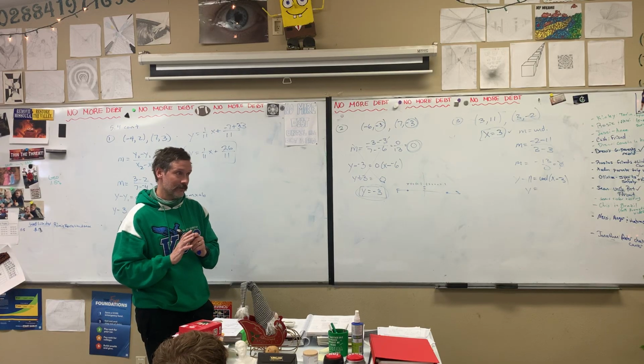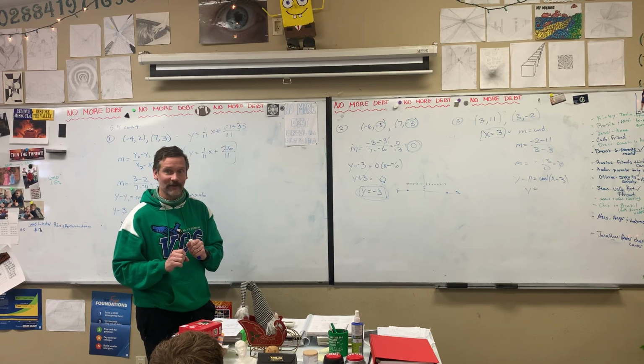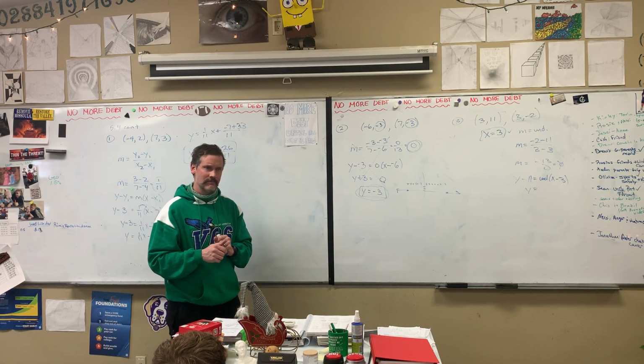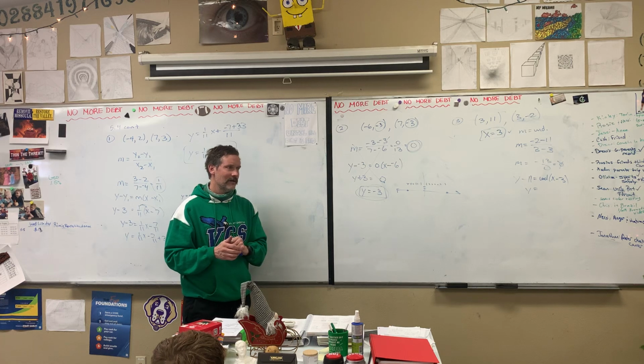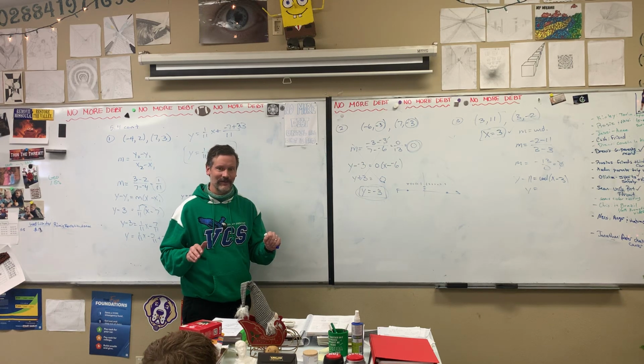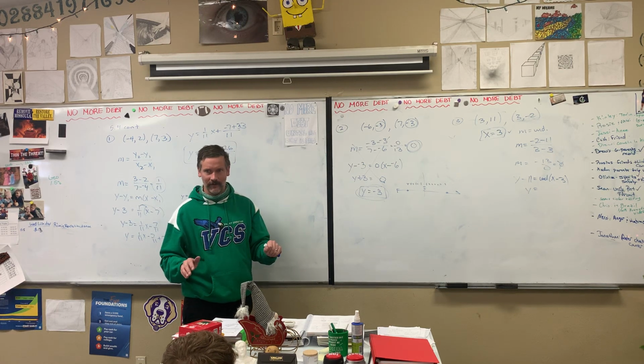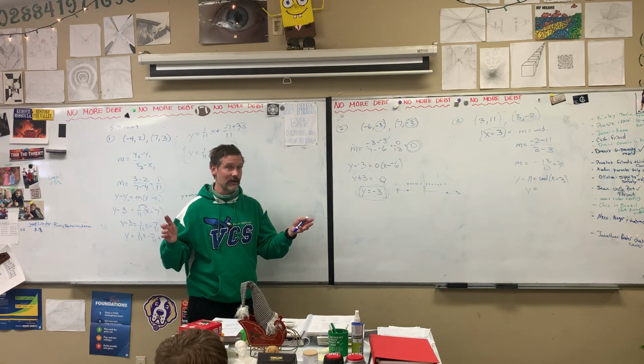I don't have to say it. Vertical line, x equals or y equals? What is it? Vertical line is x equals or y equals? X. What's the slope of a vertical? Undefined. There you go. Horizontal, x equals or y equals? Y. What's the slope? 0. There you go, 100%.